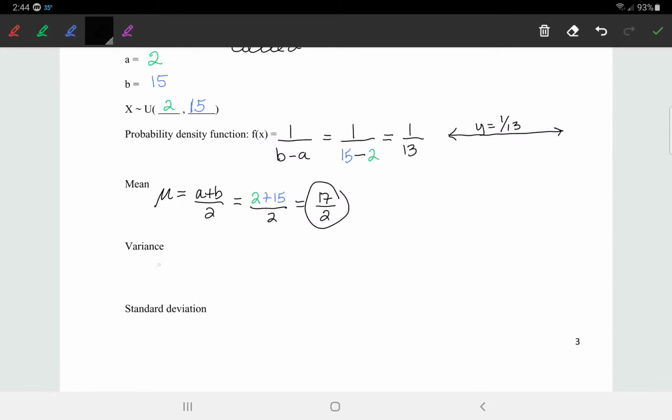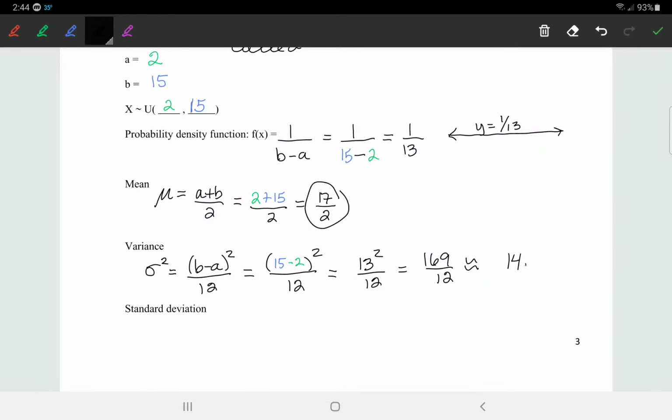The variance is given as sigma squared. Sigma squared is equal to (B minus A) squared over 12. So we just plug in our values. B was equal to 15 and A was equal to 2. We subtract those, square them, and divide by 12. So we get 13 squared over 12, which is 169 divided by 12. And this is approximately 14.0833.